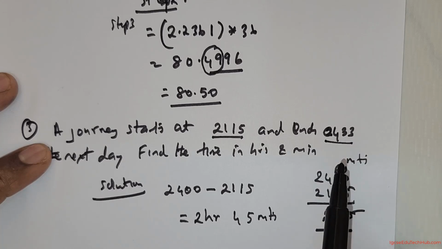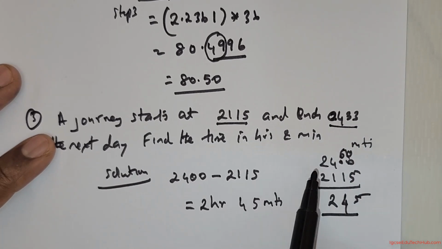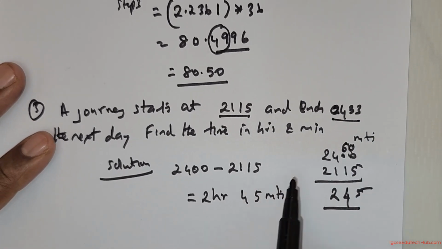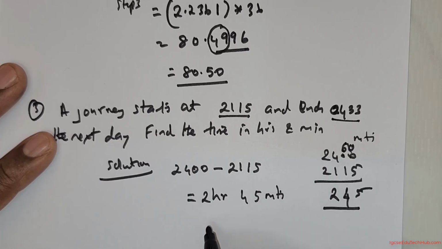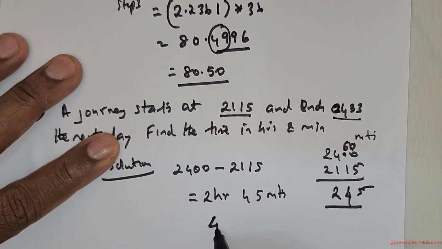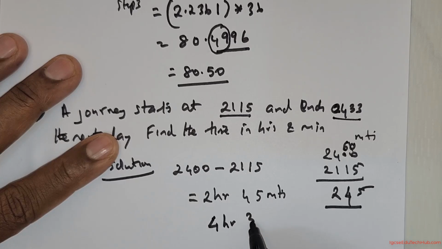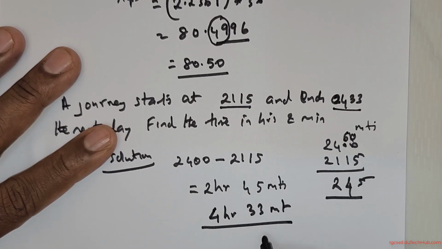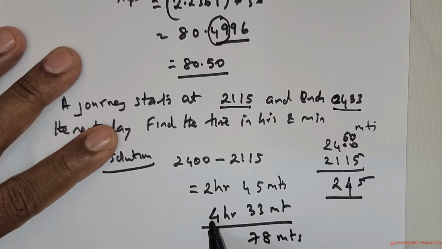So this is given exactly in hours, so we don't need to perform any subtraction from 2400. What we got to do is we have to add 4 hours and 33 minutes directly to this value. So this is going to give you 8 and 7. This is minutes, and 4 and 2, this is hours.